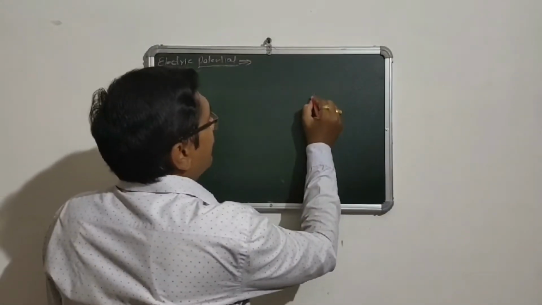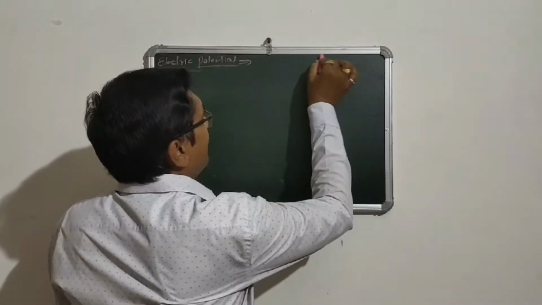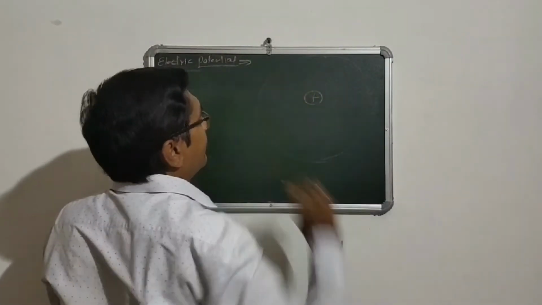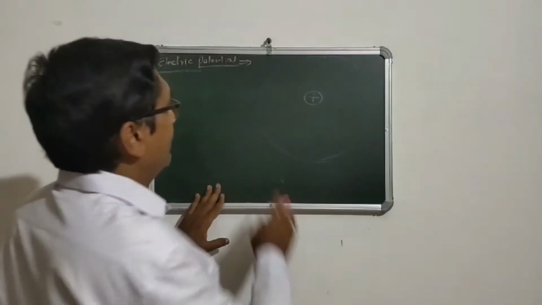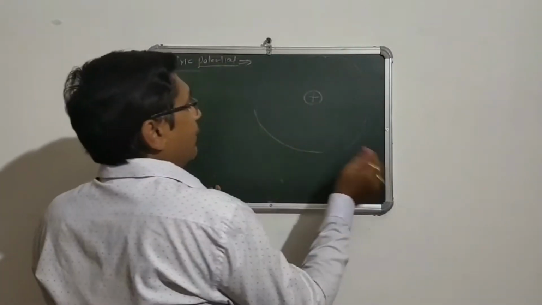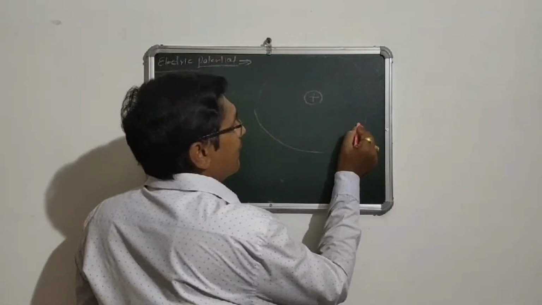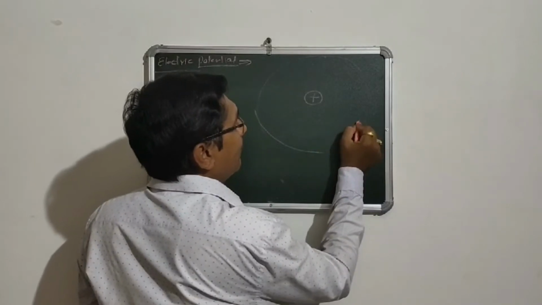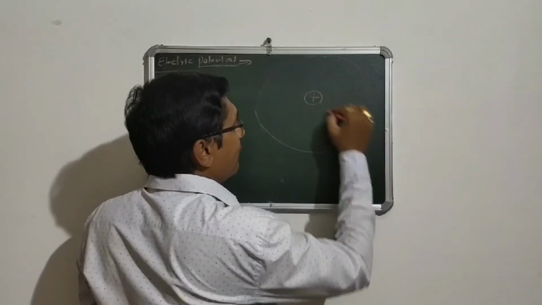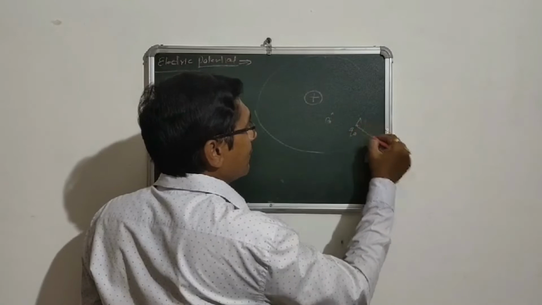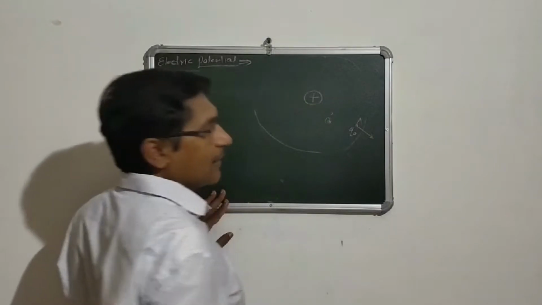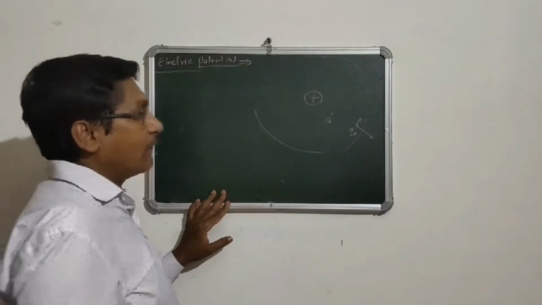Suppose this is a positive charge, which is surrounded by the electric field applied by the charge. Suppose we bring one test charge from point A to point B, in the opposite direction of the electric field, which is in this direction. So we require work done.